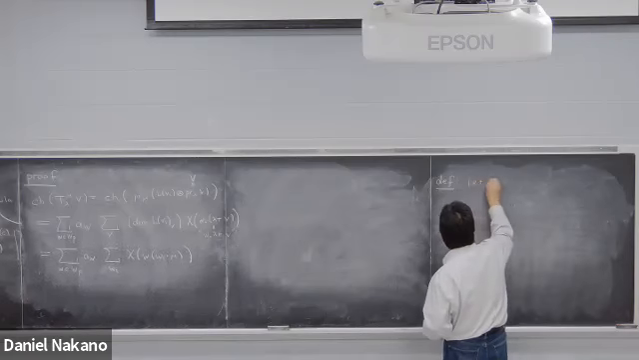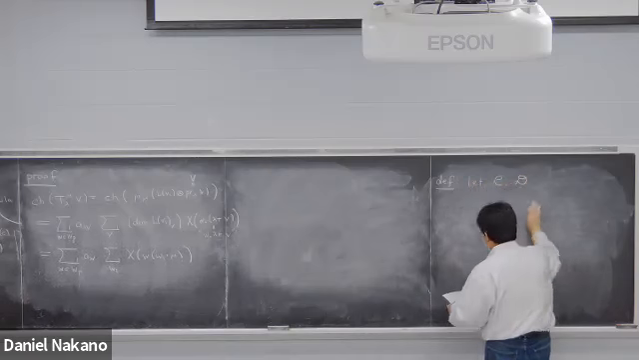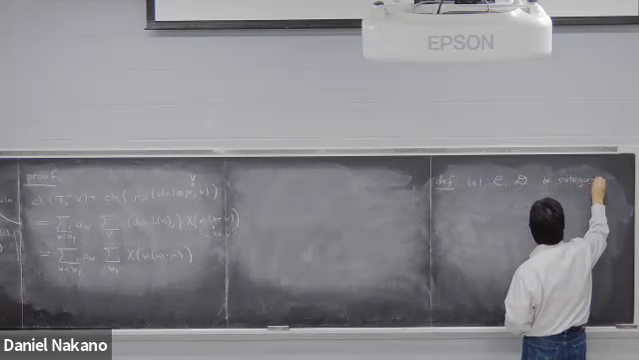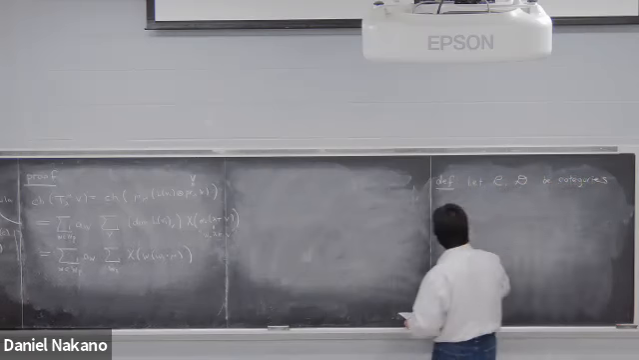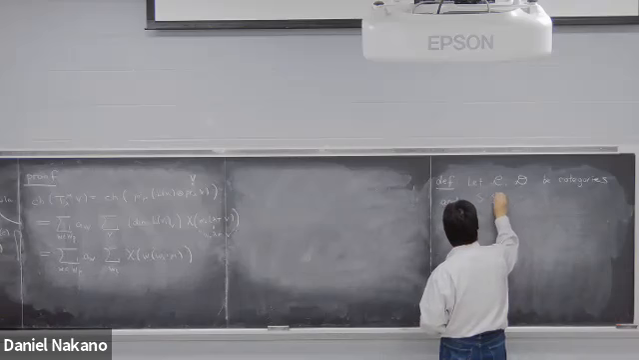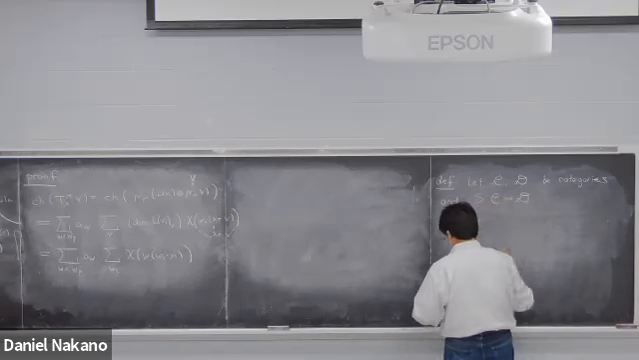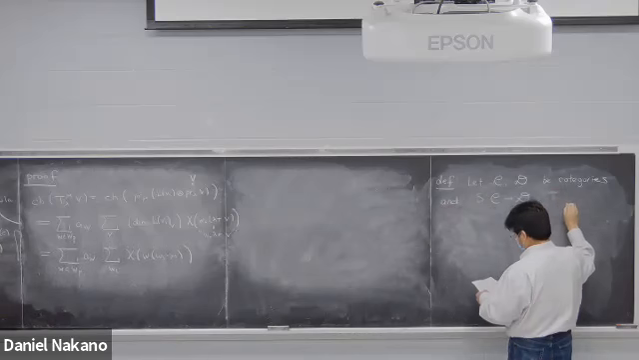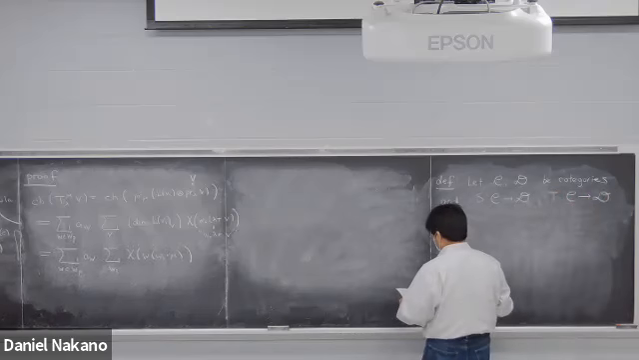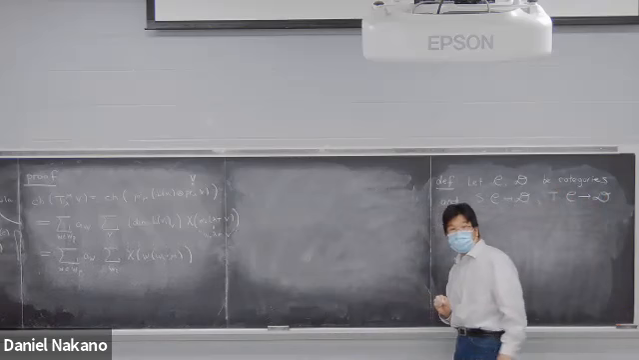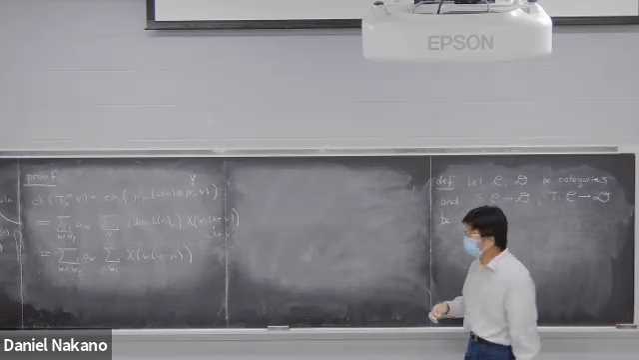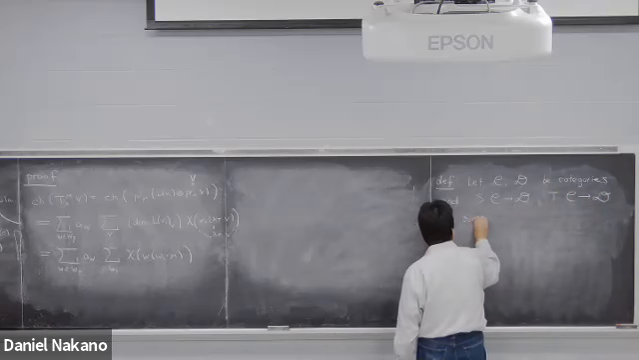So let script C and script D be categories. What we're going to do is let S be a functor from C to D, and T be a functor also from C to D. Now you can do this with contravariant functors, but for the sake of simplicity, let's just stick with covariant functors, so they don't switch the arrows around. So these are covariant functors.